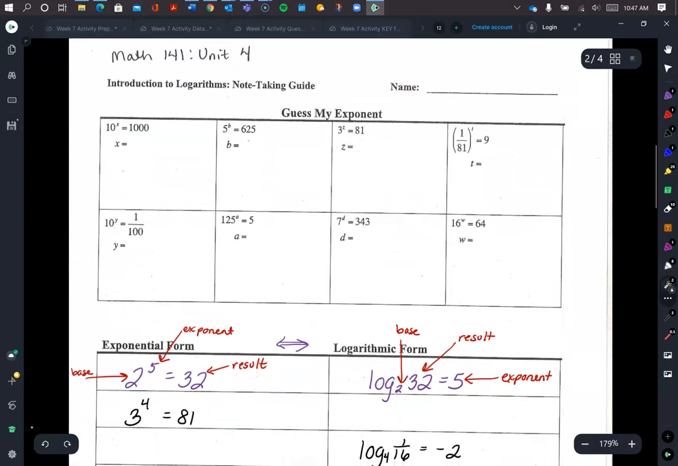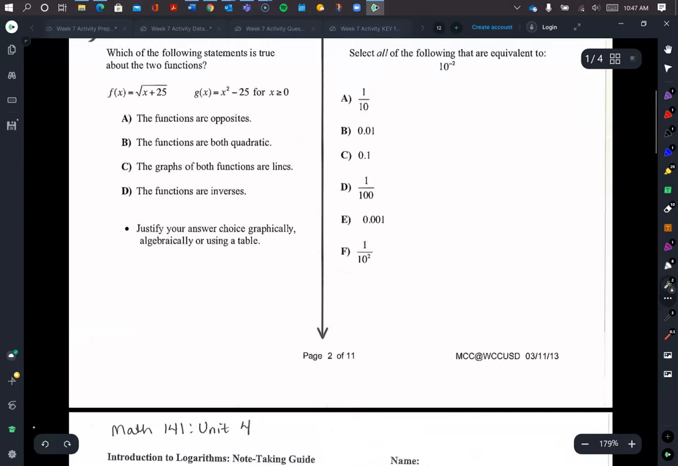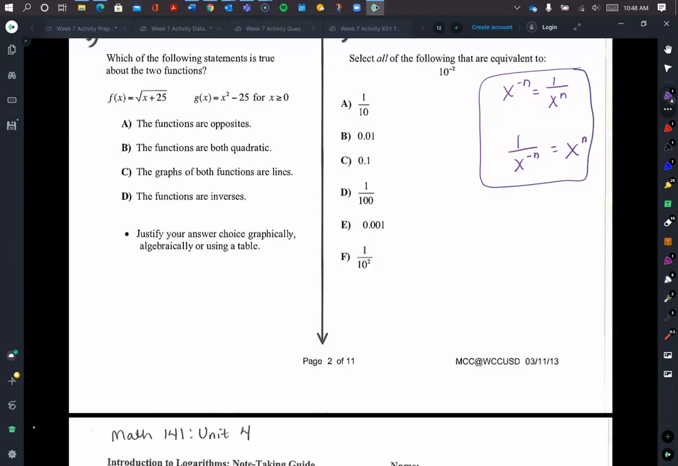So the next page here is guess my exponent. I do want to go back here for just a second and write a tip just in case you're forgetting something. If we have x to the negative n equals 1 over x to the n, that will be useful for you. 1 over x to the negative n equals x to the n, and we just covered exponents, so I'm sure you are pretty familiar with that, but just to have it there in case you need it.